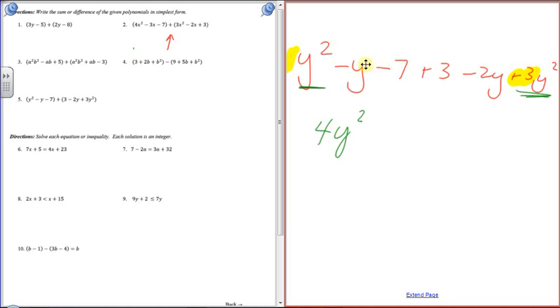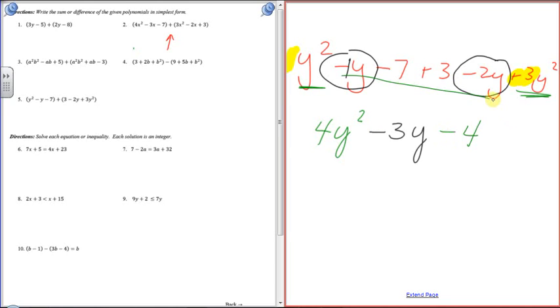With the y terms, I've got a negative y and a negative 2y. Combine a negative invisible 1 with a negative 2, you get a negative 3y. Negative 7, positive 3 combines to give me a negative 4. There's my answer. First 5 are done. Let's move on.